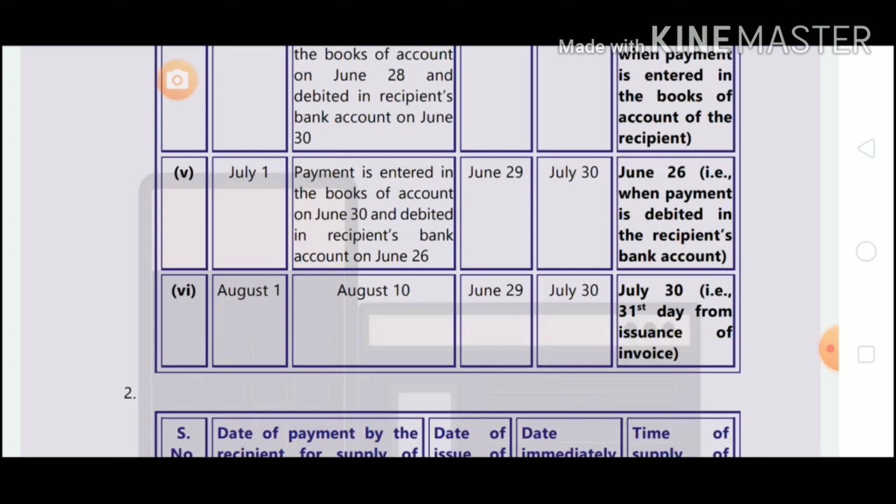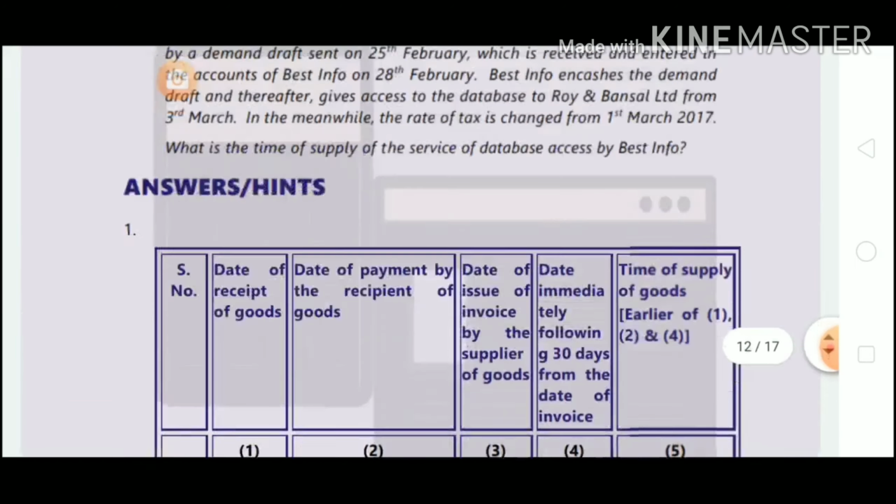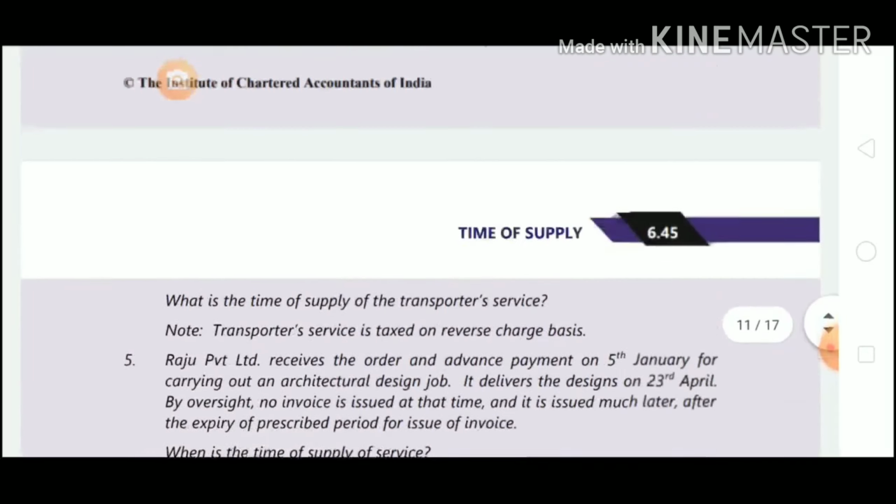Sixth one, Roman 6, August 1 is date of receipt of goods, August 10 is date of payment, date of invoice is June 29, so 31st day from date of invoice is July 30. So we have to take earlier of August 1, August 10 and July 30. Earliest is July 30. So July 30, that is 31st day from issuance of invoice. Now see question number 2 of test your knowledge.